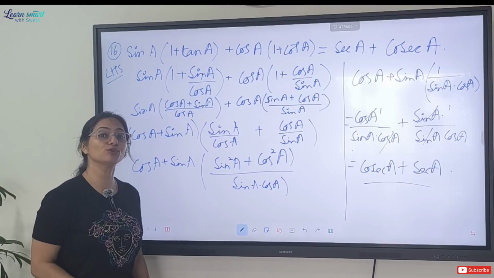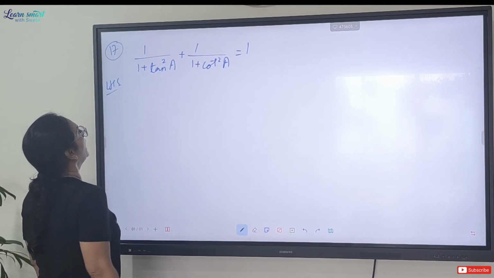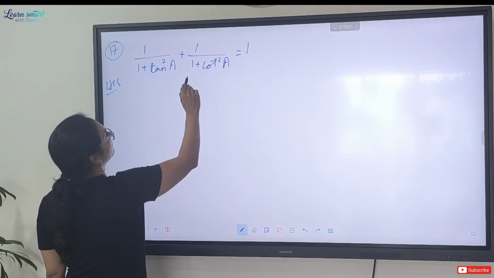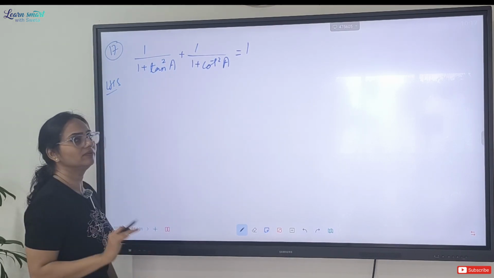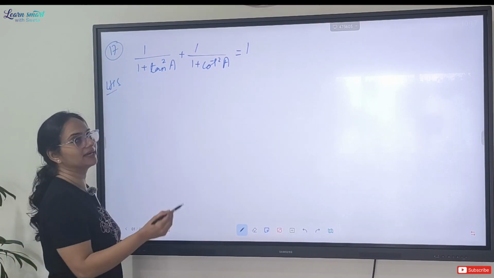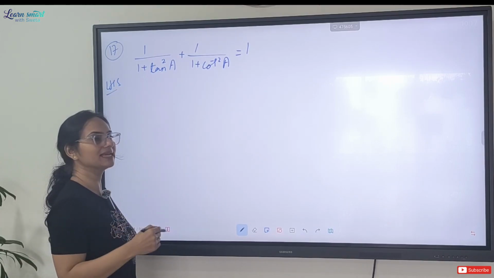Let's see the next question, question number 17. So let's look at this question. We have to prove that 1 by (1 plus tan square A) plus 1 by (1 plus cot square A) is equal to 1. We will do the same thing which we have done in all the questions. Tan square A we will write as sin square A by cos square A, and cot square A we will write as cos square A by sin square A.